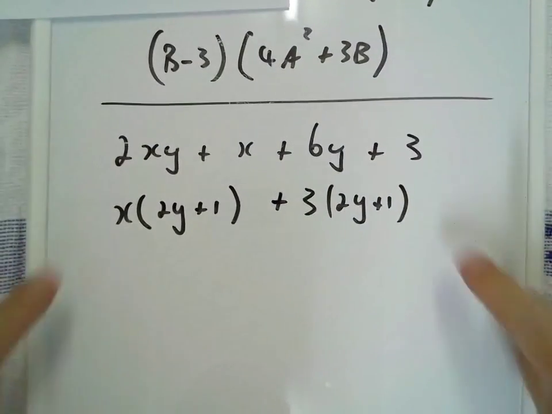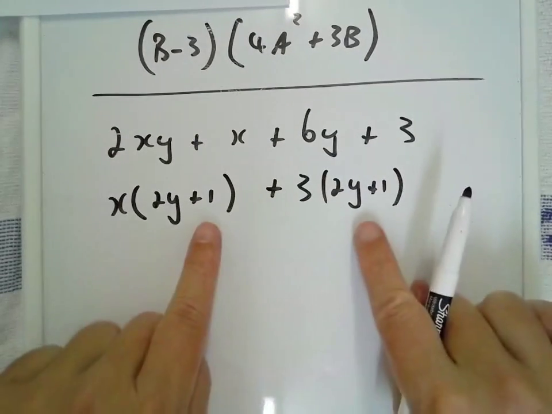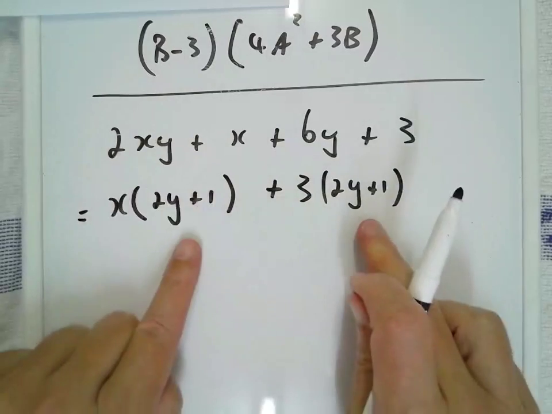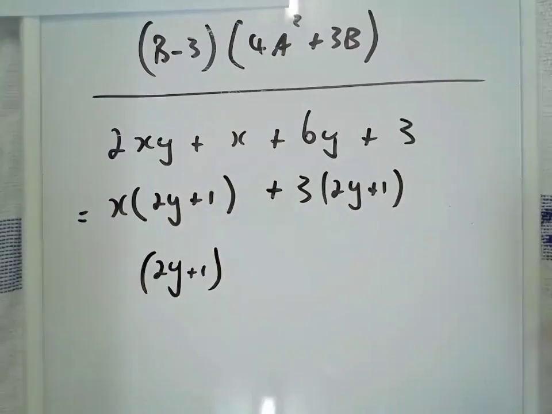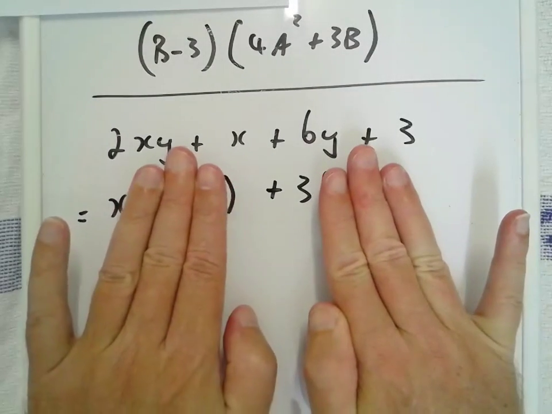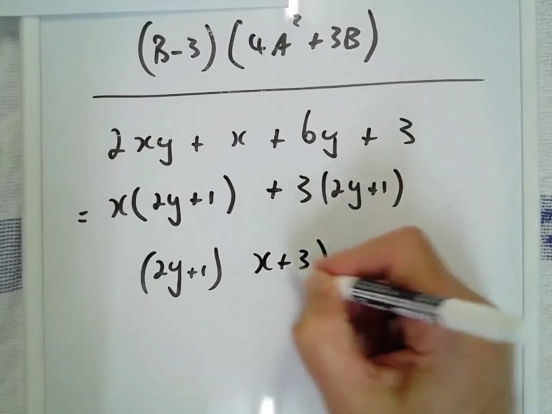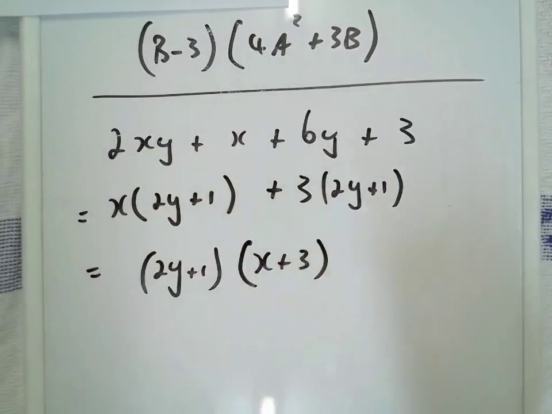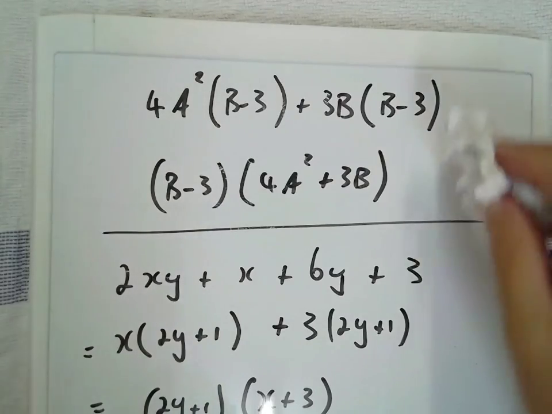And then once you get to there, that is just as easy as the given question up here. We've got a bracket. That's the same. So I can pull my bracket out. 2y plus 1. And what's left? x plus 3. Job done. Factorised. Let's go to one harder question, just because they don't always just fall out like that.